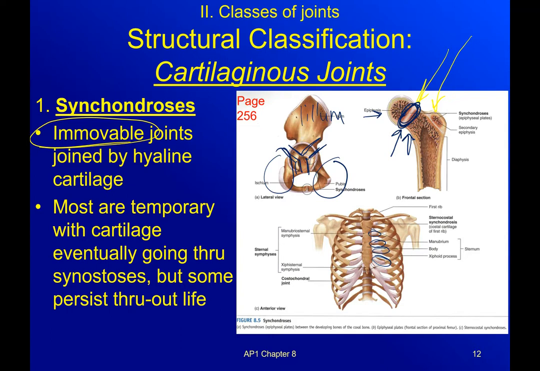Most of these types of joints, most of our synchondrosis, go through something called synostosis. Okay? Synostosis meaning that they eventually turn into bone, like what we see with the growth plates, like what we see with the coxal bones, the hips.